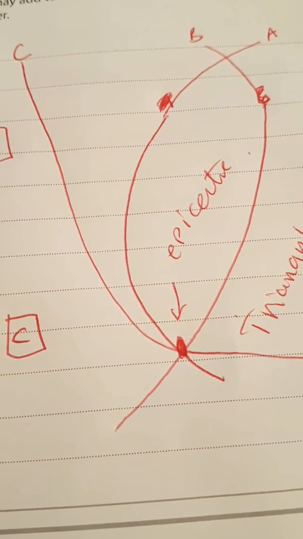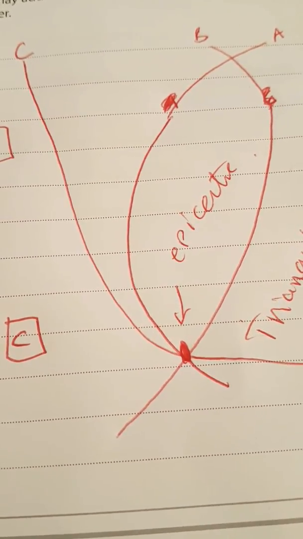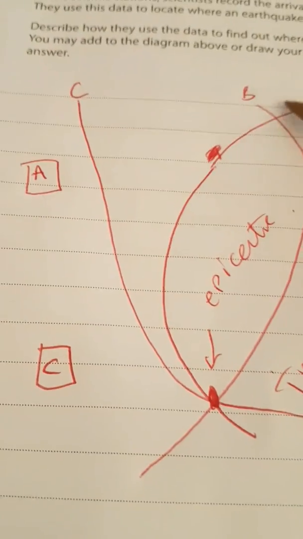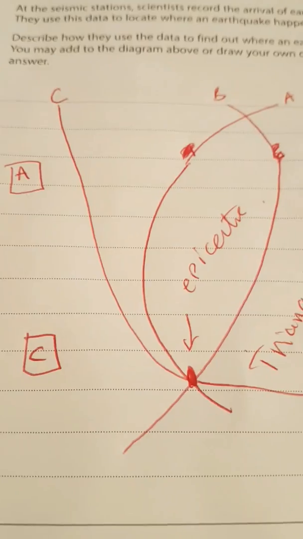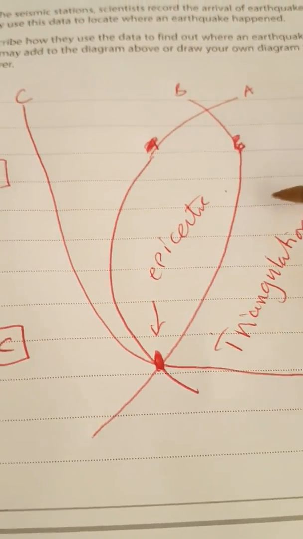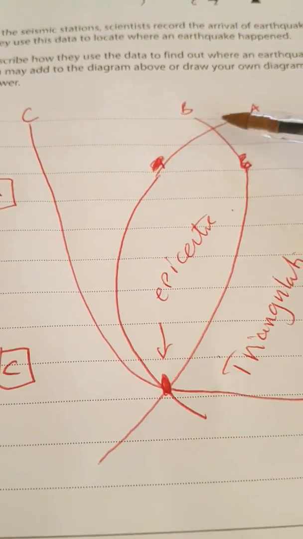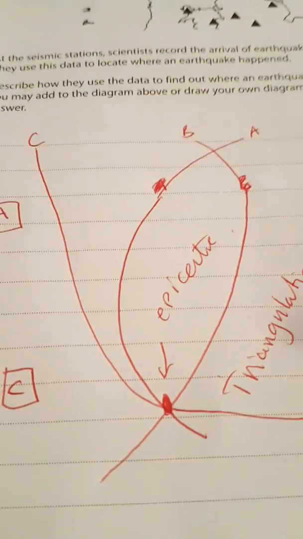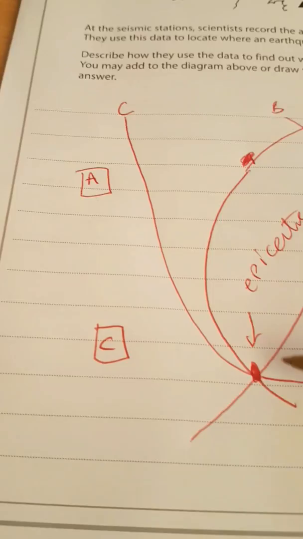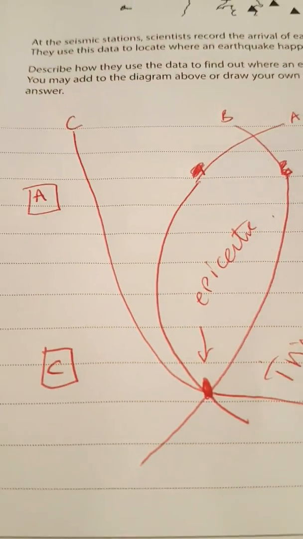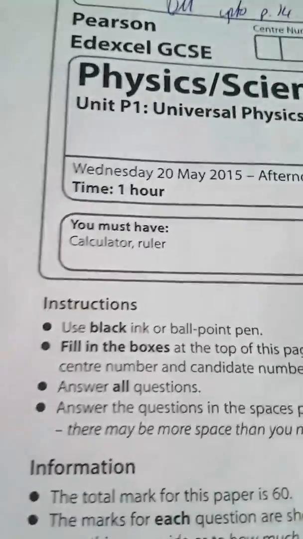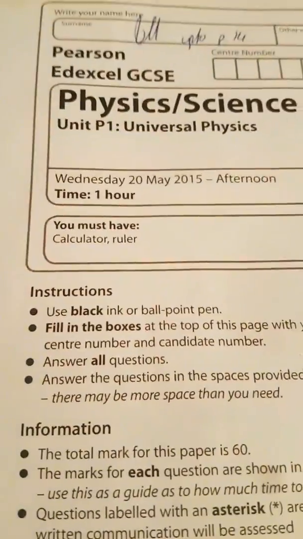Obviously it's best that we collect data from several stations. If you only had one seismic station, that would be rubbish because you wouldn't know where it actually occurred. 2 is a bit better, but you've still got points of confusion. 3, you get triangulation, pinpointing the epicenter very, very closely. Okay, so I hope that helps, and that is the end of this exam paper, which is May 2015.